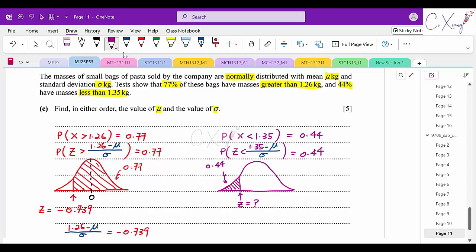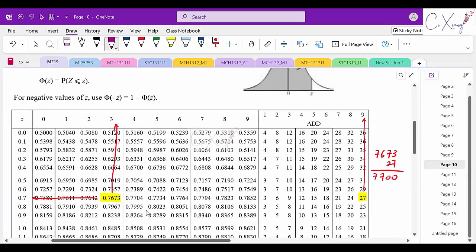Then again, to find the value of Z, you have to use the area. But 0.44 is a small area, so you can't get the answer by using a small area. You have to use the complement area to get the Z. Take 1 minus 0.44, you'll get 0.56. So to get the value of Z, I have to refer to 0.56 instead of 0.44, because if you look at the table, there's no 0.44 in the probability part.